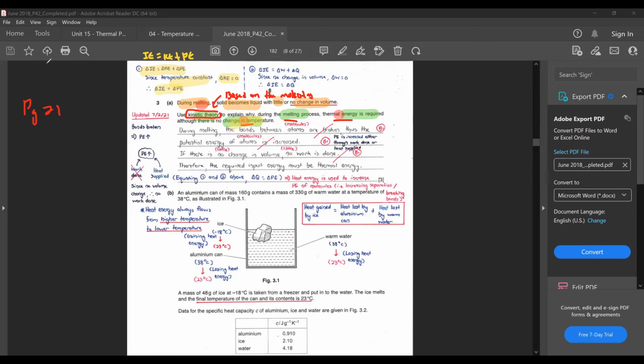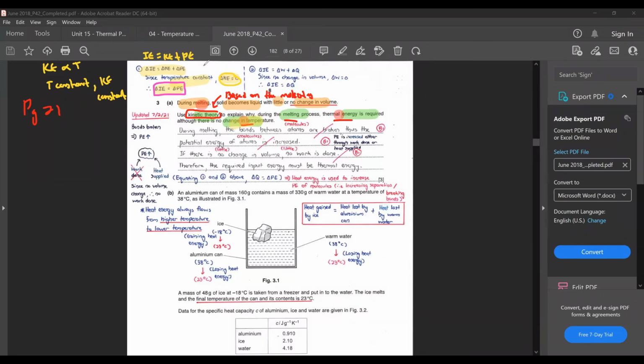Okay, so recall that earlier I also mentioned to you that kinetic energy is proportional to temperature. So your T is constant, your KE is constant too. That's why I can say this over here: your change in KE is zero. So whatever change in internal energy you have will be due to the change in molecular potential energy.